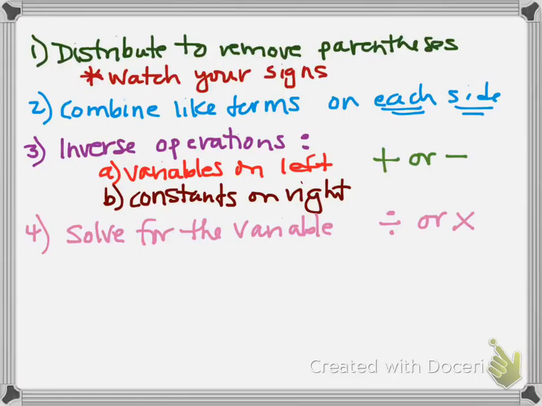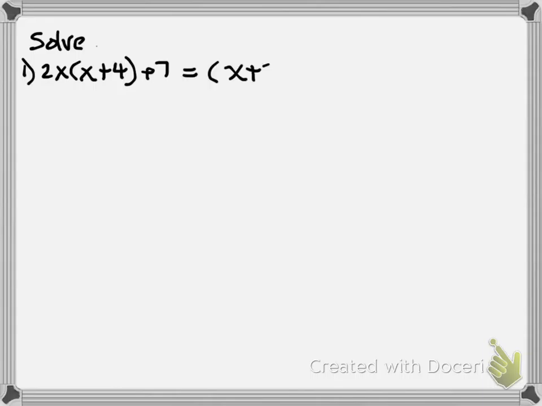All right, you guys ready to do one on your own? This one's not going to be so bad. Okay. So I'm going to have you guys try this one on your own. Let's do 2x times the quantity x plus 4, that plus 7, equals the quantity x plus 8 plus 2x times the quantity x plus 1 plus 12.